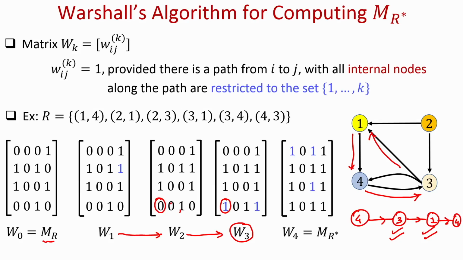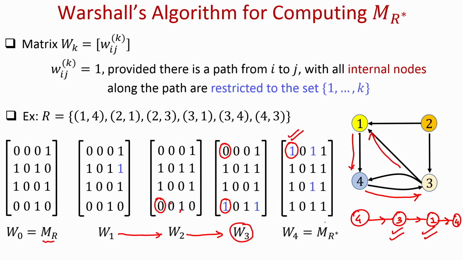And now you can check that when I update W3 to W4, the entry 1 comma 1 becomes 1, which was 0 in the previous matrix. That means, as long as I allow you only nodes 1, 2 and 3 as intermediate nodes, I will say there is no valid path from 1 to 1 going through only these 3 intermediate nodes. But as soon as I allow you to include node 4 as a possible intermediate node, I will say that there exists a valid path from 1 to 1.